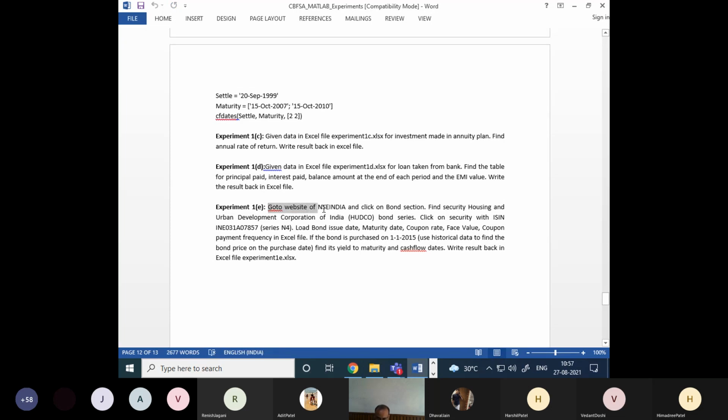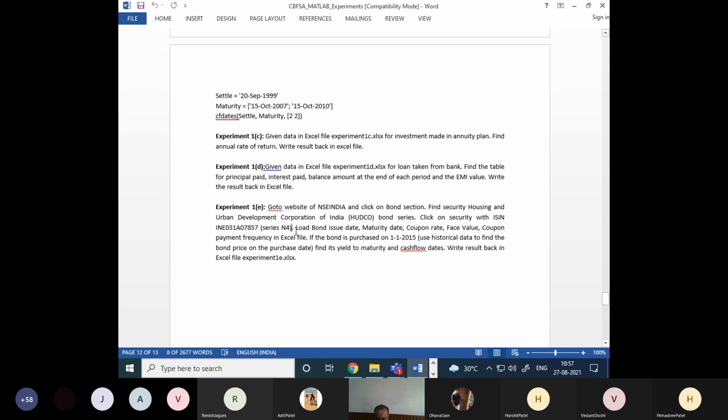You have to go to the website of NSE India. You all know the National Stock Exchange website. Go to that website and click on the bond section. There are many sections, equity, bonds, so click on the bond section. I have written the instructions, go accordingly. Find the security Housing and Urban Development Corporation of India, HUDCO, bond series. That is a government company which frequently issues bonds. They are collecting money from the people. Click on the security with this ISIN.